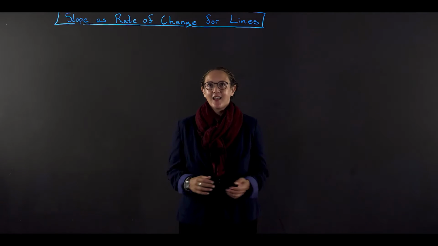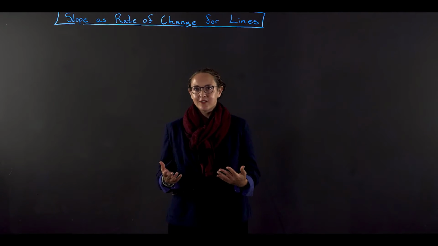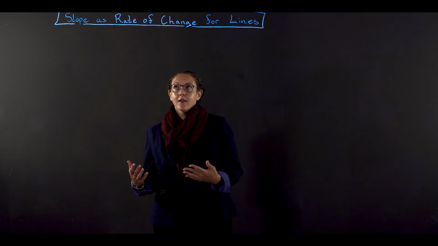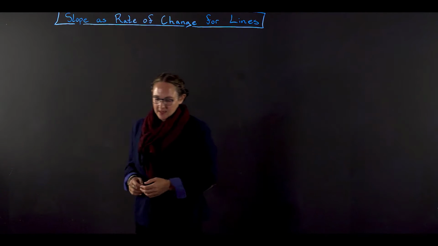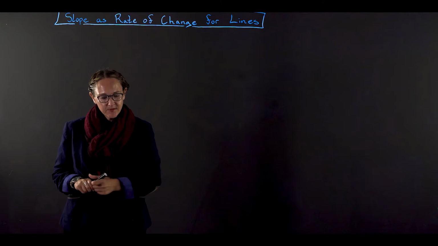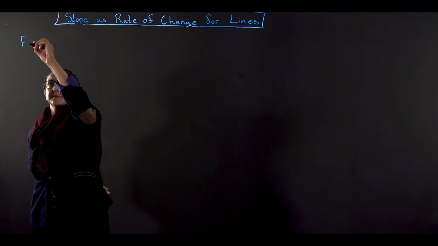Welcome. In this lecture, it's somewhat of a warm-up for when we talk about derivatives. I'm going to talk about the slope as a rate of change in the context of a line. Okay, so let's draw one for ourselves here. So for lines, the slope is a rate of change. Let's just explicitly write this all the way out.